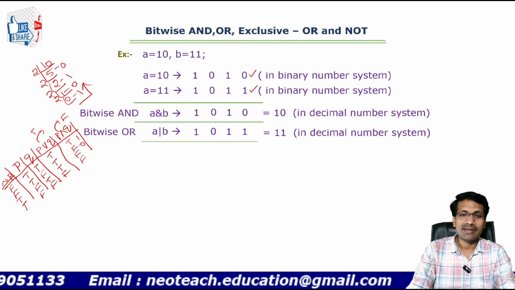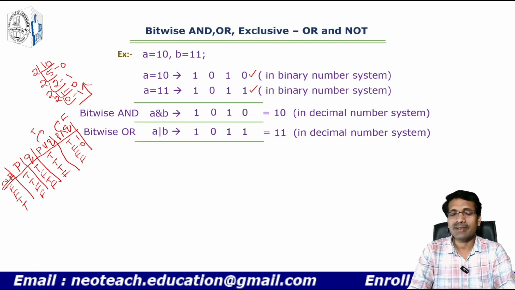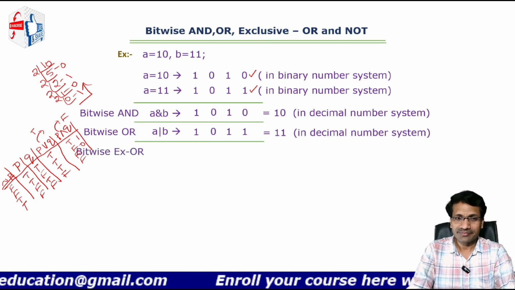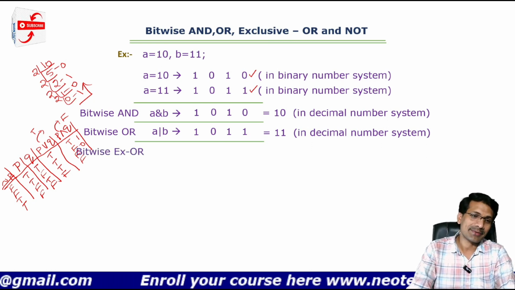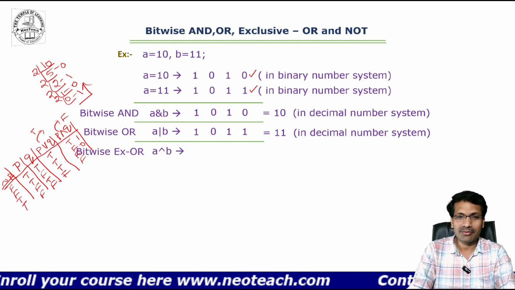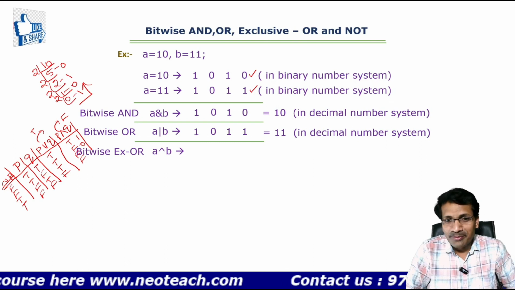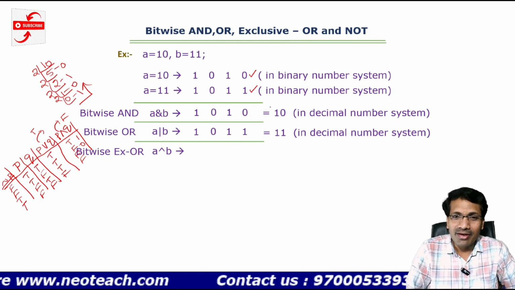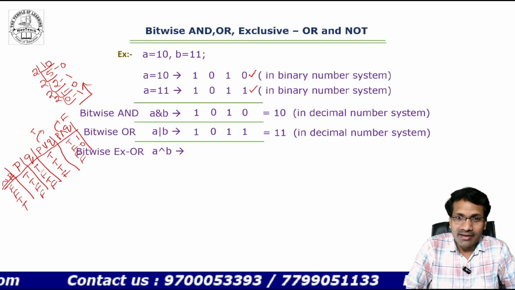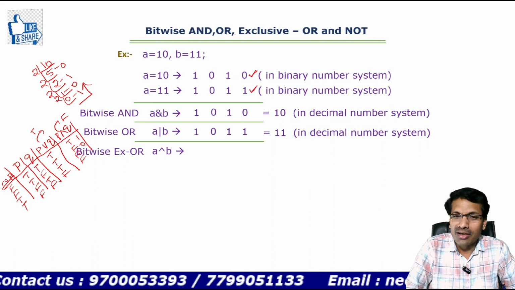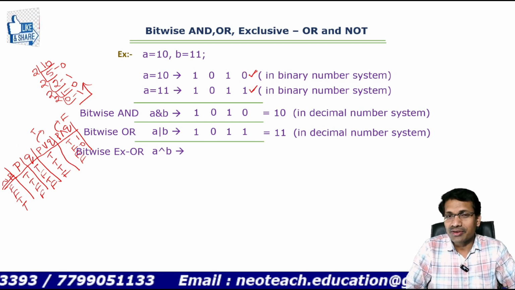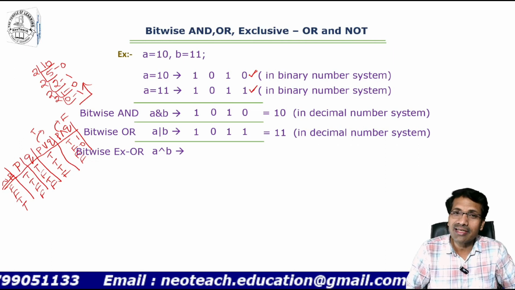So like this we can perform bitwise AND and bitwise OR. Now let's move on to exclusive OR, bitwise XOR. For this, A exclusive OR B we are going to do. One simple logic you remember here: in the exclusive OR, if both are different, like false and true, one is true and one is false, in that case we will get true.